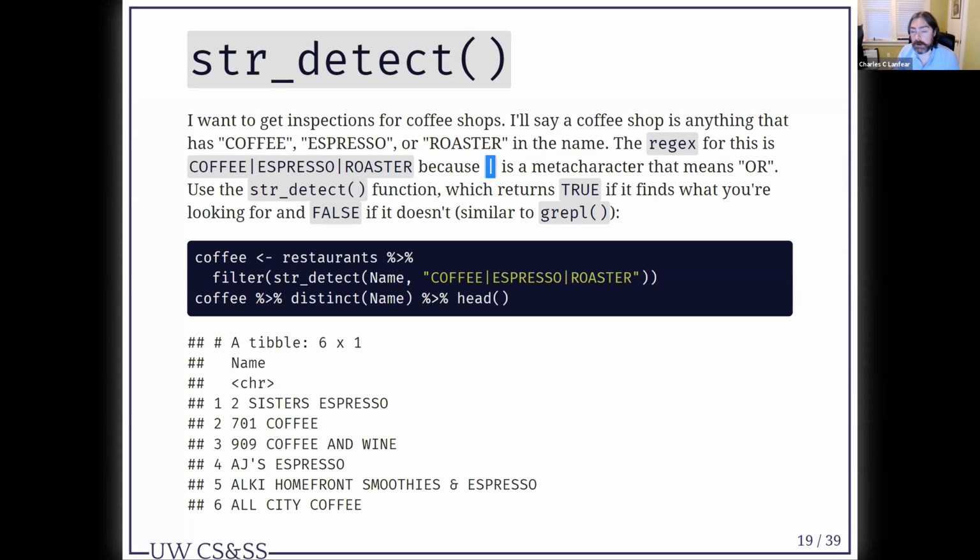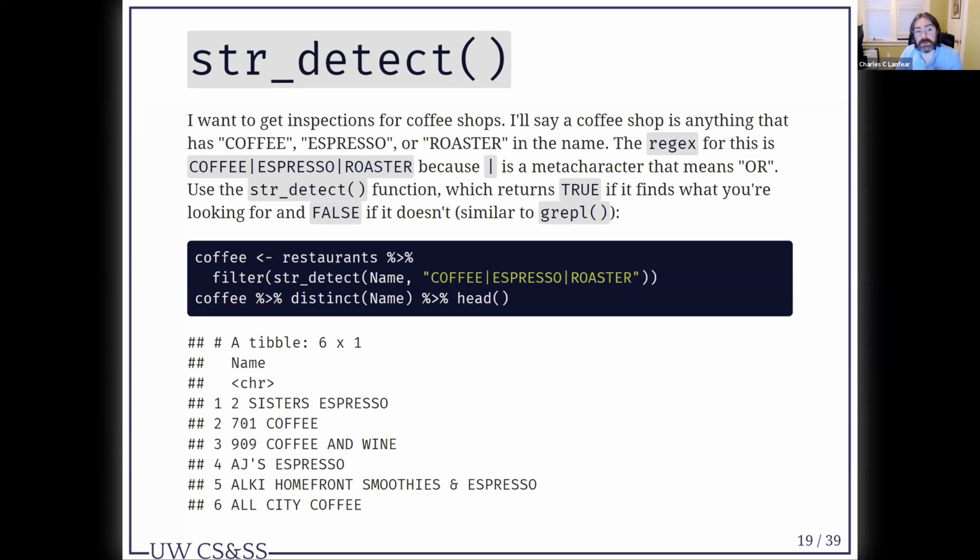Conveniently, it's also a character that means or, like in filter, so you've seen it before and it's an intuitive example. What I can do is use the string detect function. It's going to return a logical vector of trues and falses. It returns a true where it detects coffee or espresso or roaster, and false where it doesn't see any of these three words. I can use anything that generates trues and falses in filter.